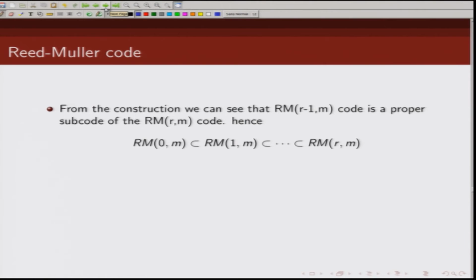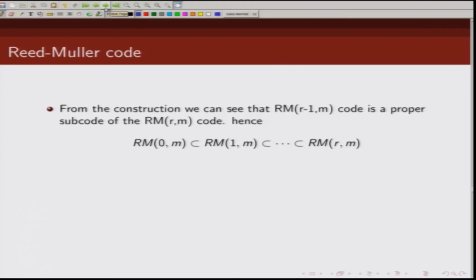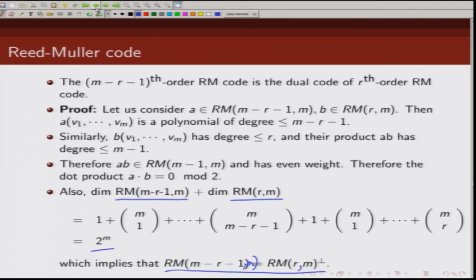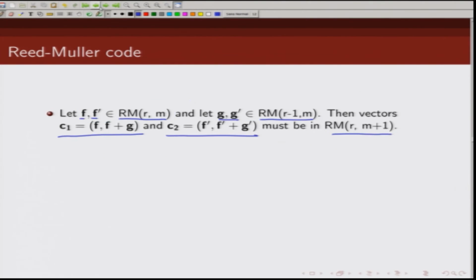Now, let us see that some of the codes that we have studied are actually a special case of Reed-Muller code. So, the first thing which is clear from the construction is that any r minus 1 order Reed-Muller code is a proper subcode of an rth order Reed-Muller code, and this is easy to see if you go back to our code construction.